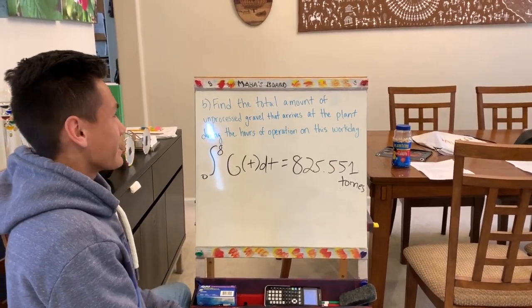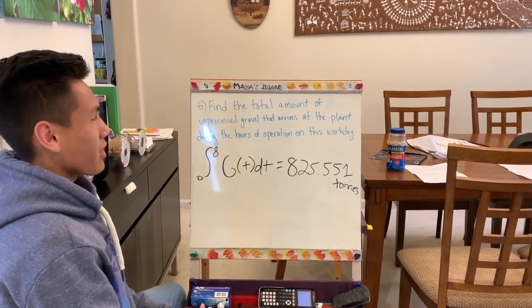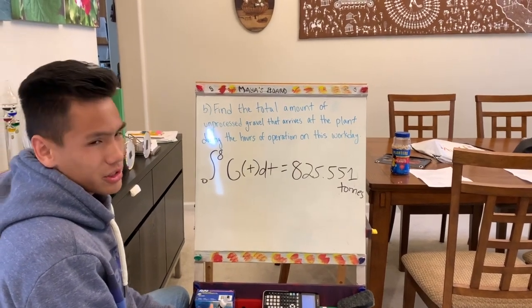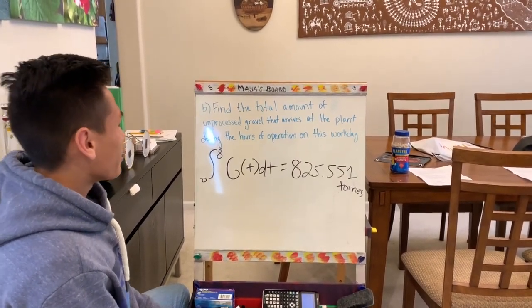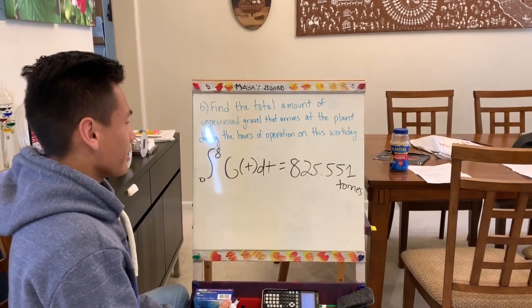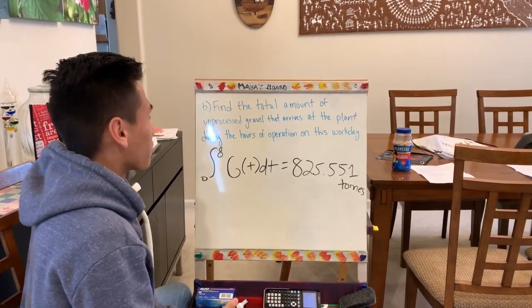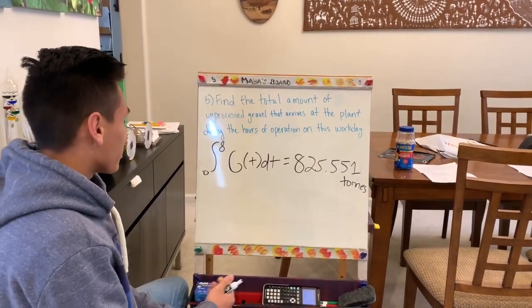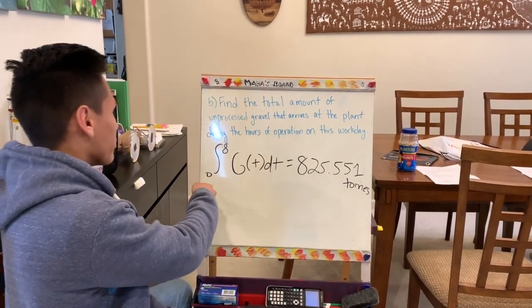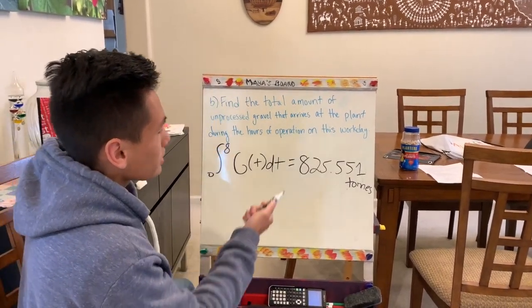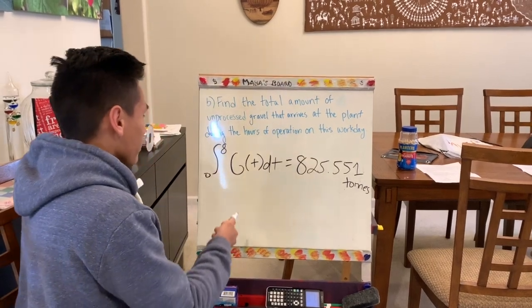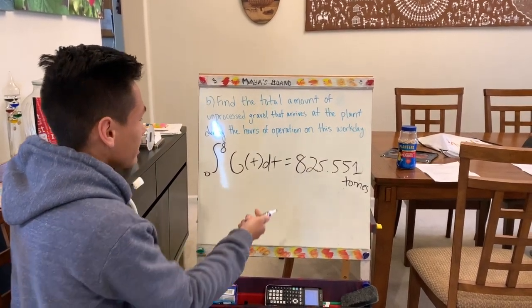Okay, so for part B, it says find the total amount of unprocessed gravel that arrives at the plant during the hours of operation on this workday. So the problem already gives you the amount of unprocessed gravel that arrives at the plant. So all you have to do is find the integral from 0 to 8, which is the workday hours it gives you in the problem, of g of t dt.